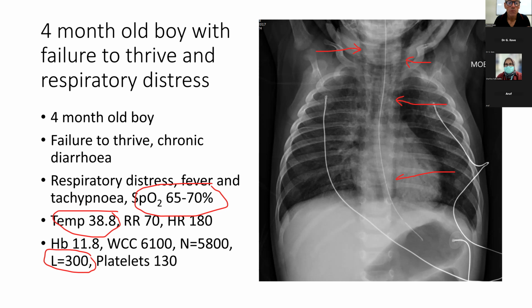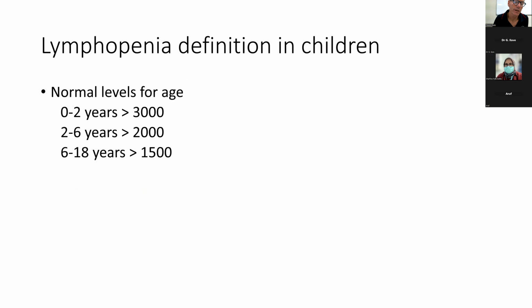Okay, we'll keep going. Well, what about this lymphocyte count? Is it common to have a lymphocyte count that low? It's actually quite common in children who've got acute infections. You often see the lymphocytes being that low. Just to give you an idea, these are the normal lymphocytes for age. So up to 2 years of age, it should be 3,000. Between 2 and 6 years of age should be 2,000. So it varies according to age.